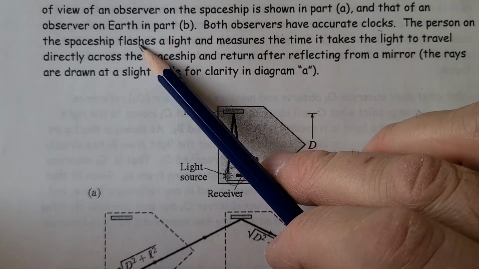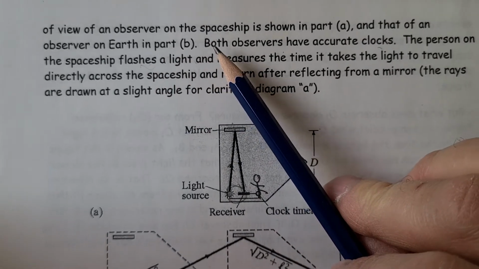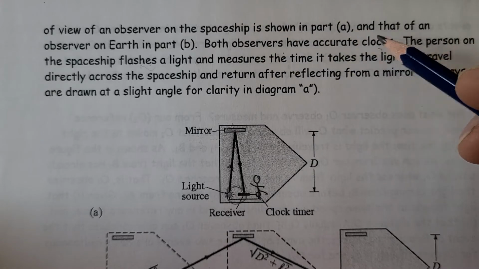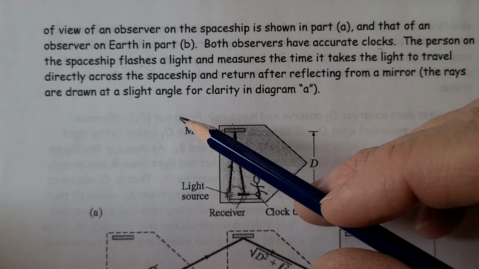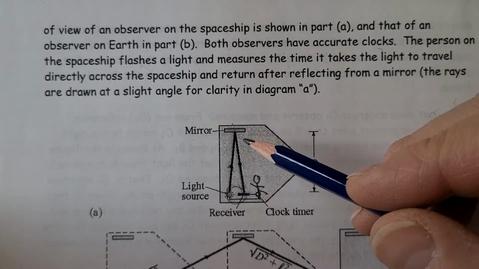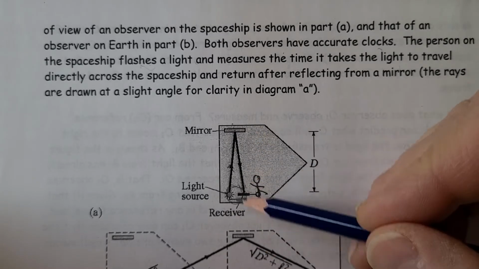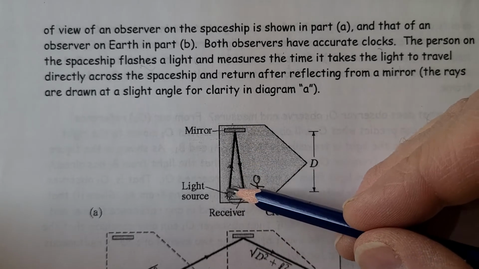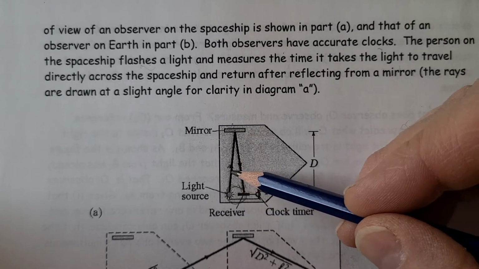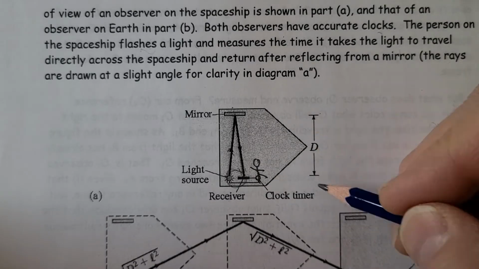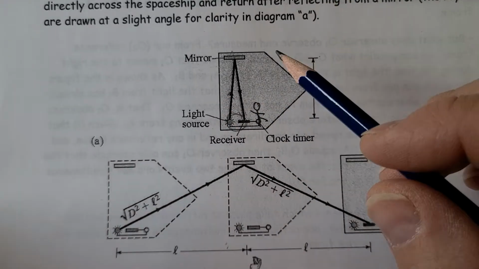The person on the spaceship flashes a light and measures the time it takes for the light to travel across the spaceship and return after reflecting off of a mirror. The rays are drawn at a slight angle for clarity in diagram A. It would just simply be there and back in one line, but we're showing you that it's there and back, so it's a slight angle here. Okay? So that's all fine and dandy. You'd go this distance and measure it in that time, no problem.